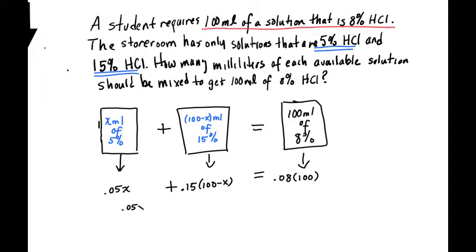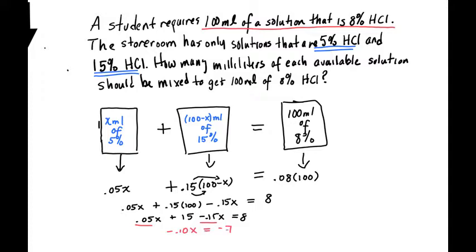So 0.05x plus, and I have to distribute, 0.15 times 100 minus 0.15 times x equals 0.08 times 100, which is just 8. So I have 0.05x plus 0.15 times 100 is 15, minus 0.15x equals 8. I will combine these two together. That would give me minus 0.10x equals, and if I subtract 15 from both sides, I get minus 7.